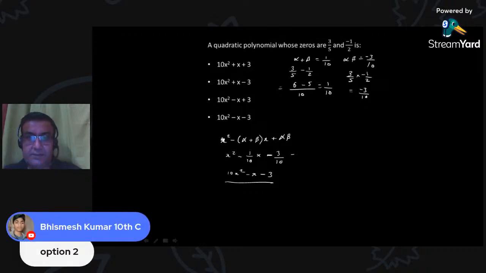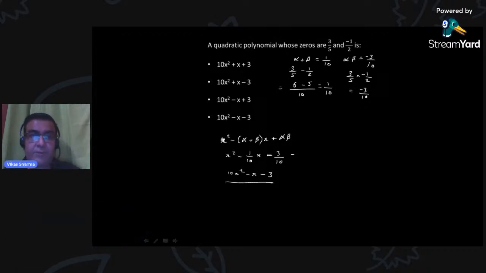Any answers? We've got an answer from Bhishmesh, who says option 2. Bhishmesh, option 2. There is a slight mistake in the sign, so it should be negative the sum of the zeros. So the sum of the zeros is 1 upon 10. So negative of that is minus. So this will become minus. So option number 4 is the correct option.